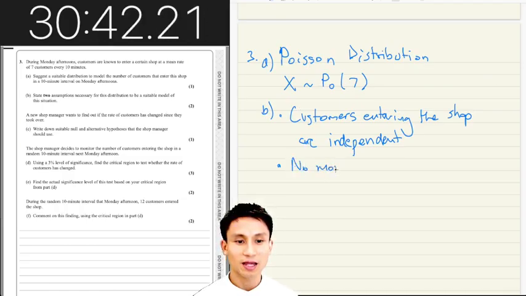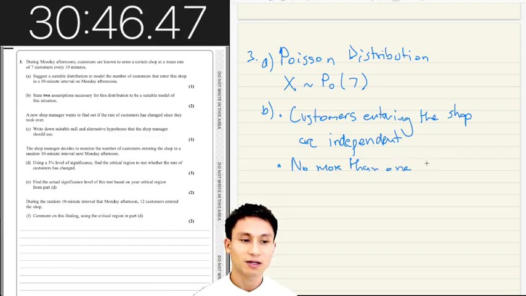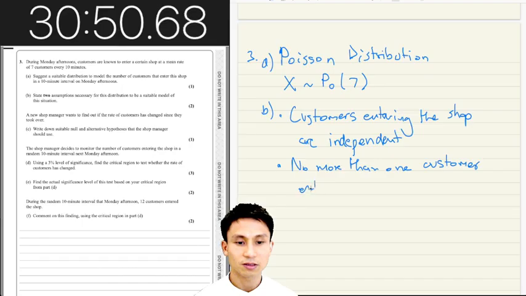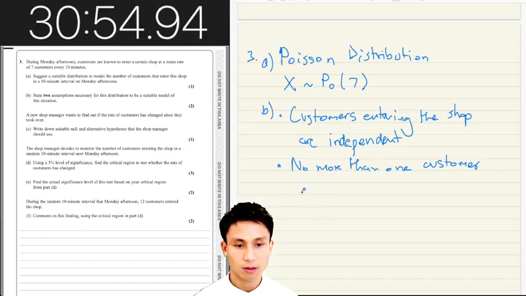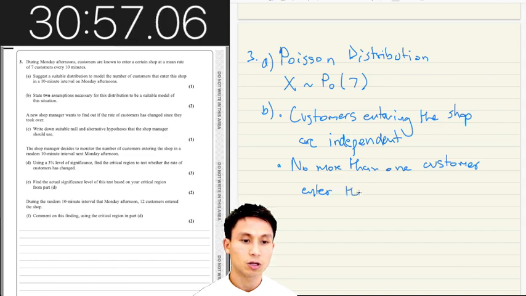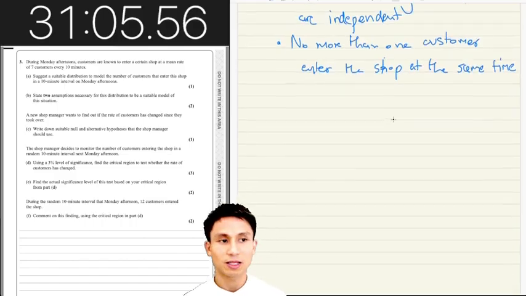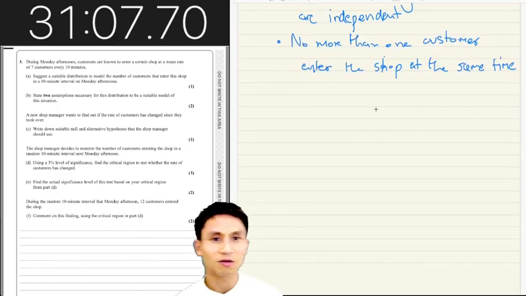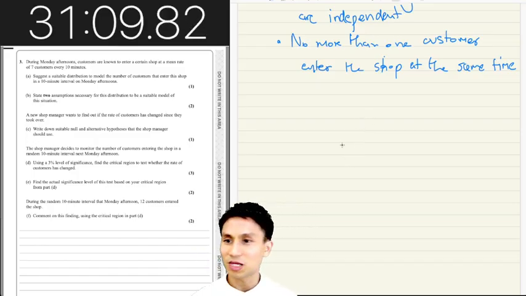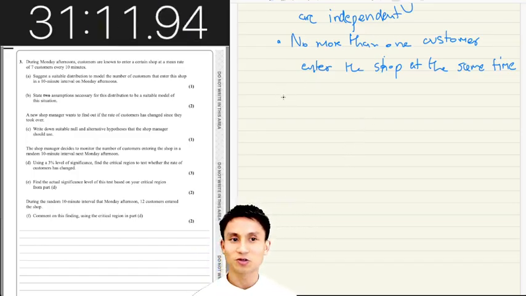No more than, in this case, 1 customer enters the shop at the same time. My handwriting is so bad there, guys. But I hope the marker can read that, which is me actually. Okay, so those are the 2 assumptions that I would give.